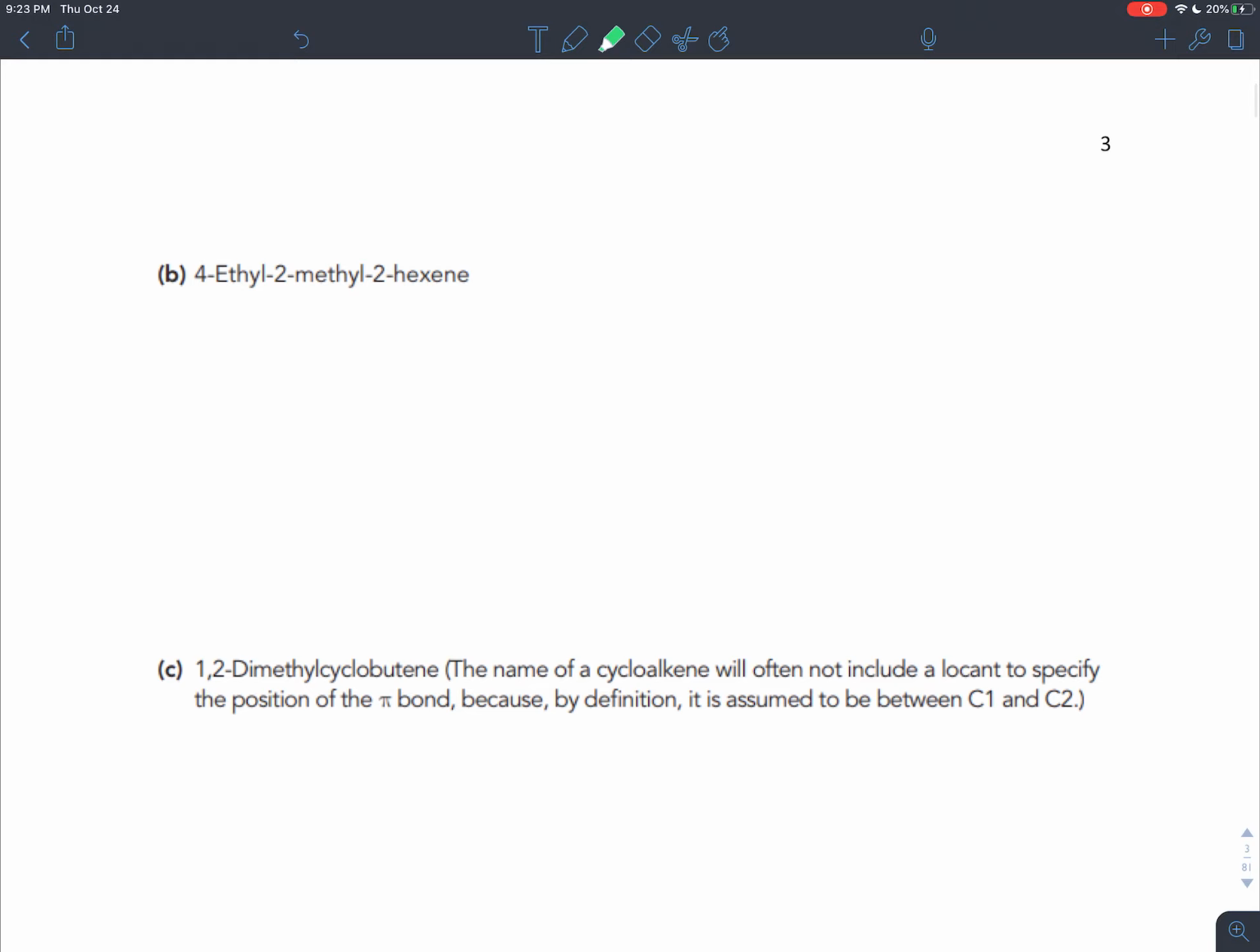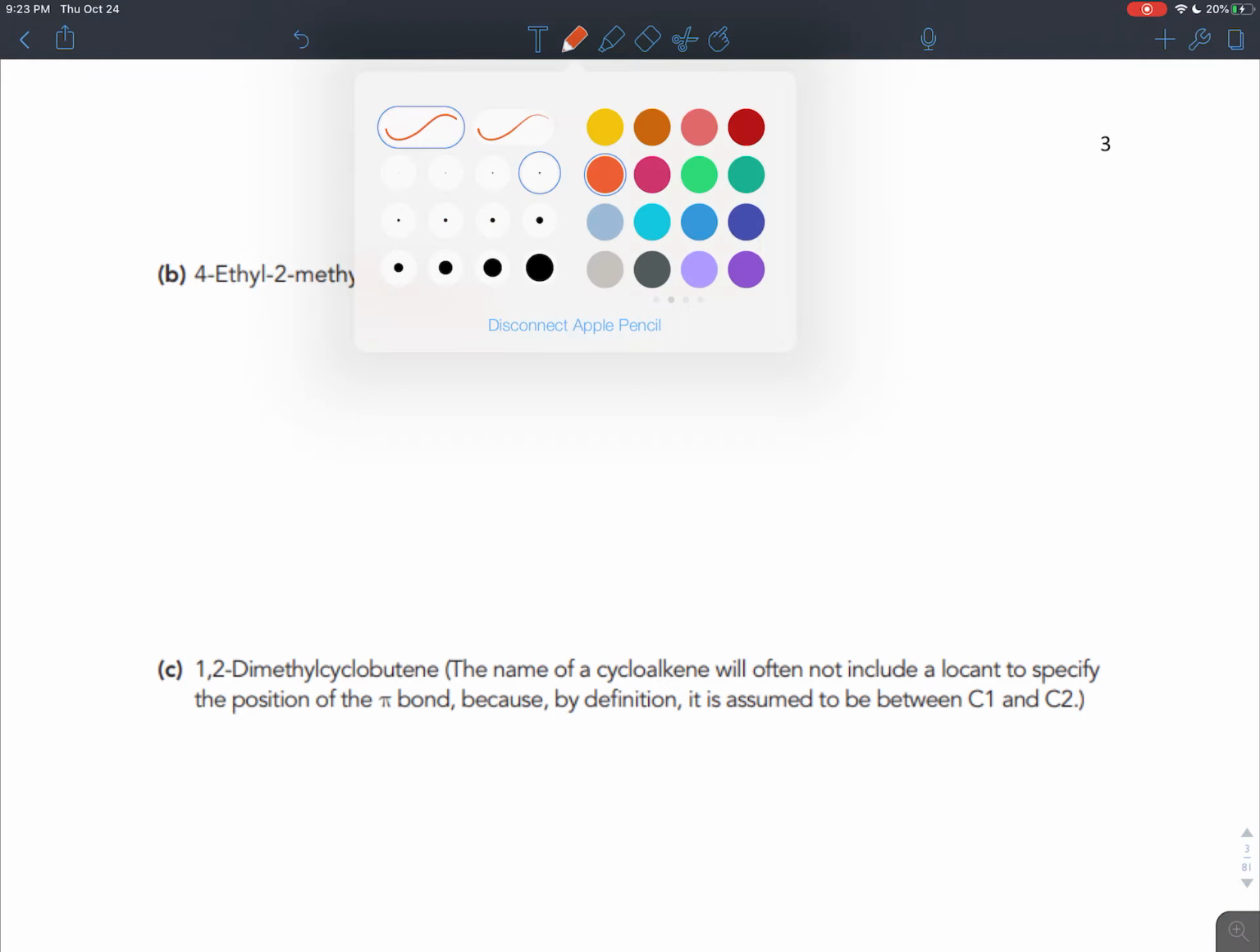Okay, let's try B, 4-ethyl 2-methyl 2-hexene. Start with the backbone. Backbone is what you have after the last YL. So you're reading it. There's your last YL. Everything that comes after that is the backbone. So here that's going to be 2-hexene. And notice that the 2 is part of the backbone. It's going to tell you where the double bond is.